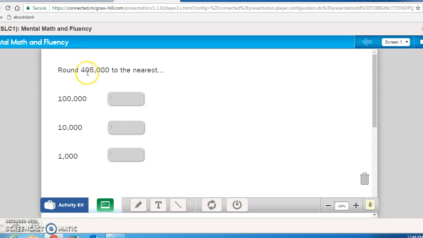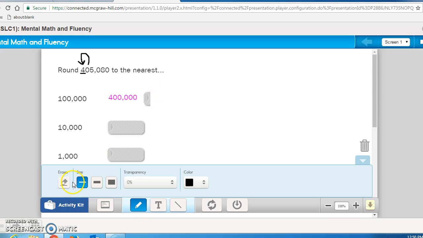Round 405,080 to the nearest 100,000s. If you need to pause the recording to make sure that you're doing this on your own, go ahead and do that now and see if you come up with the right answer. You should first underline the 100,000s place, which is the number 4. The number to its right tells you what to do with that 4. Look at your roller coaster sheet. If it's 4 or lower, you leave the number the same. So this 4 would stay the same. Every number after it would become a 0. So your answer would be 400,000.